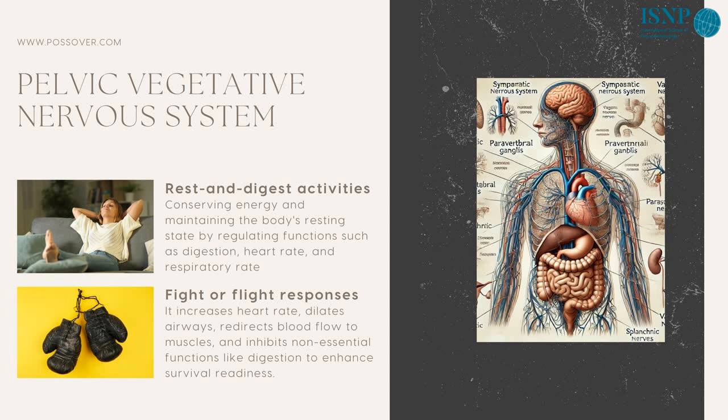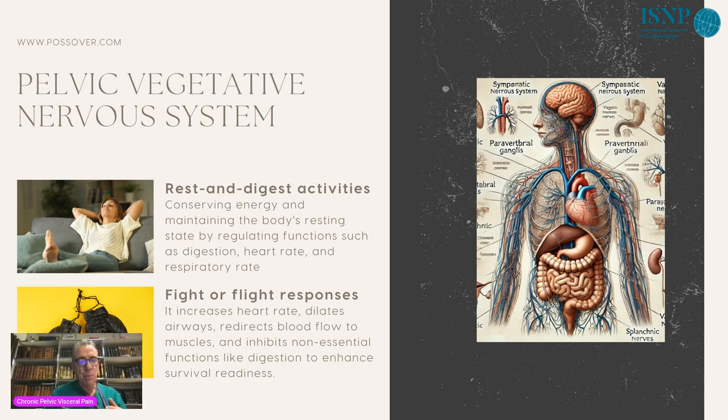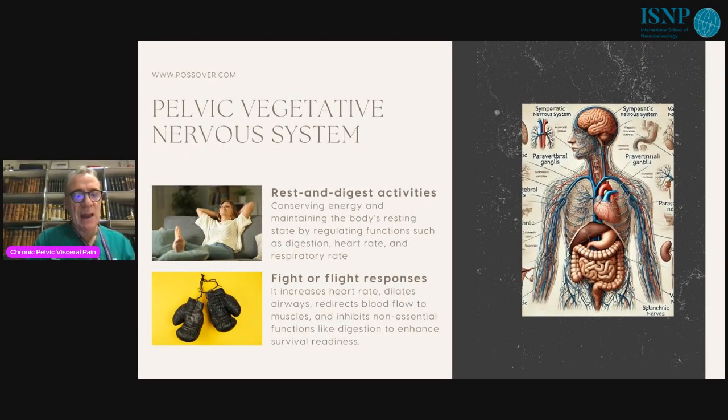This system deals with conserving the energy in your body and maintaining your body in a resting state by regulating functions such as digestion, cardiac activity, and respiratory rate. Now, on the other side, you have the sympathetic nerve system, also called the fight or flight nerve system. And this system prepares the body to react to stress or danger. So, when a patient develops pelvic visceral pain, for example, like in endometriosis, it is because of an overactivity of the fight and flight nerve system.